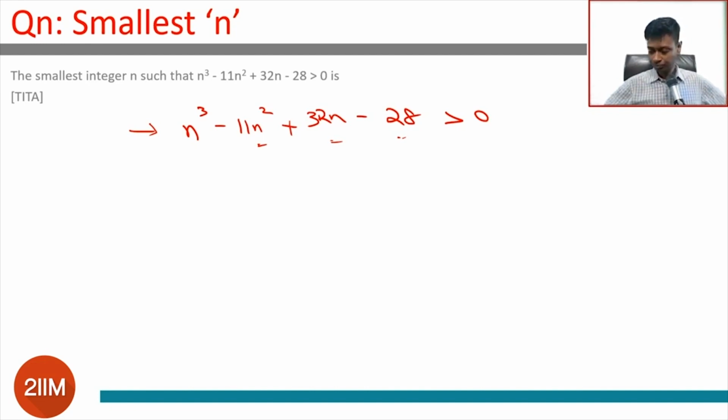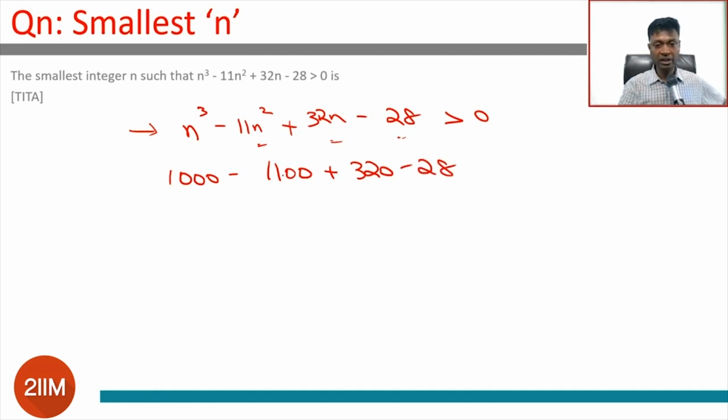We can sense that. And there are multiple ways of doing this. One would be to just plonk in a value of n and then go from there. My favorite is probably n equal to 10. This is 1000 minus 1100 plus 320 minus 28.